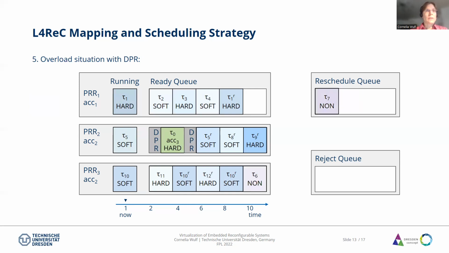Threads that cannot be rescheduled are moved to the reject queue and are executed in software instead if a matching software function was passed in the pthread_create call. Otherwise, rejected threads have to wait until a PRR is idle. If these are real-time threads, the system is overloaded, which might lead to failure and should be avoided.